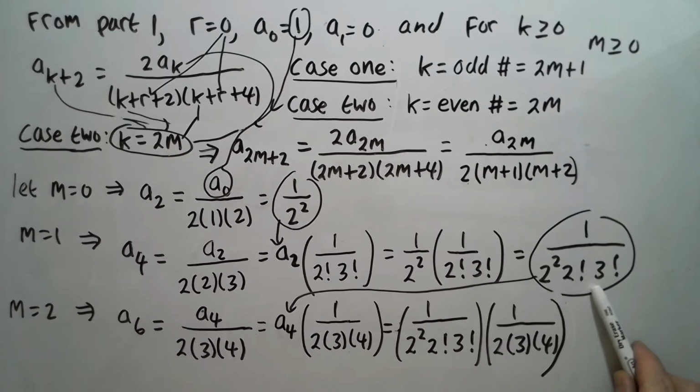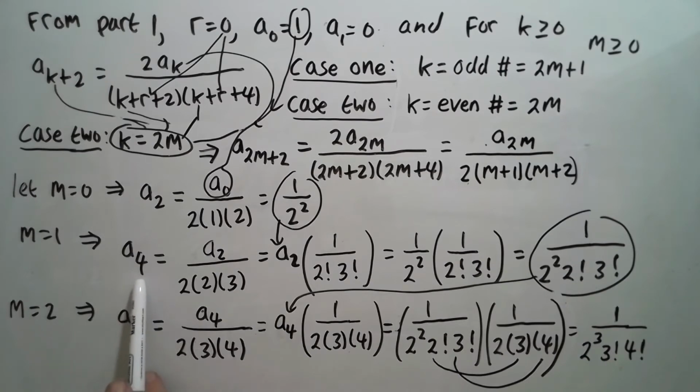Using a4, which is this guy up here, and plugging it in here, we get this. The 2 factorial times the 3 here would make 3 factorial, the 3 factorial times the 4 would make 4 factorial, and the 2 squared times the 2 would make 2 cubed. So it becomes 1 over 2 cubed, 3 factorial, 4 factorial. And we should be able to start to see a pattern emerge here now.